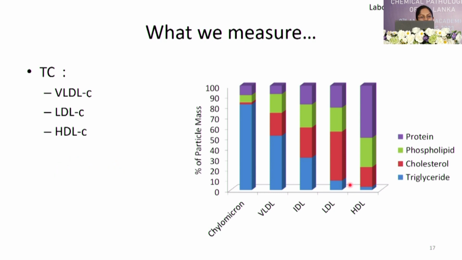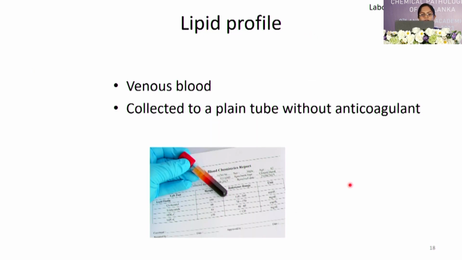As IDL cholesterol and lipoprotein little a cholesterol are very minute in a usual blood sample, we usually ignore that. So totally we measure the total cholesterol level of VLDL particles, LDL particles, and HDL particles. For lipid profile, we take venous blood and it is collected into a plain tube without anticoagulant because we need the serum.